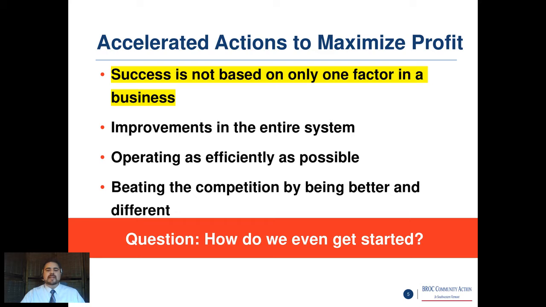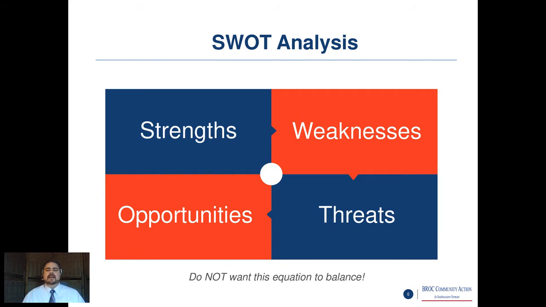So how do we get started? SWOT analysis. Strengths, weaknesses, opportunities, and threats. So this is the time that if you have a piece of paper or a computer file to open up, we're going to make a list of the individual strengths, weaknesses, opportunities, and threats in your current business or in the business that you want to start.